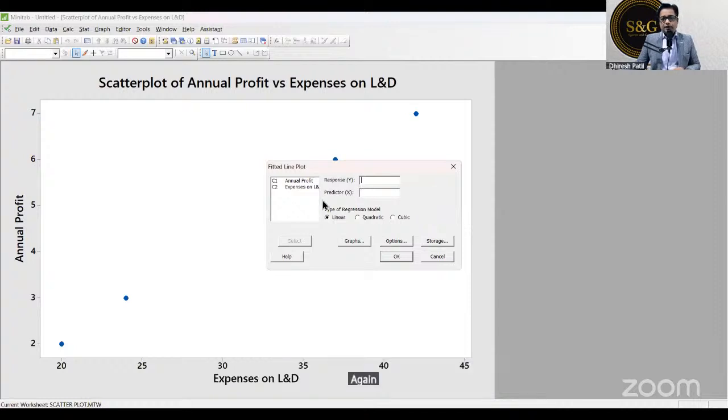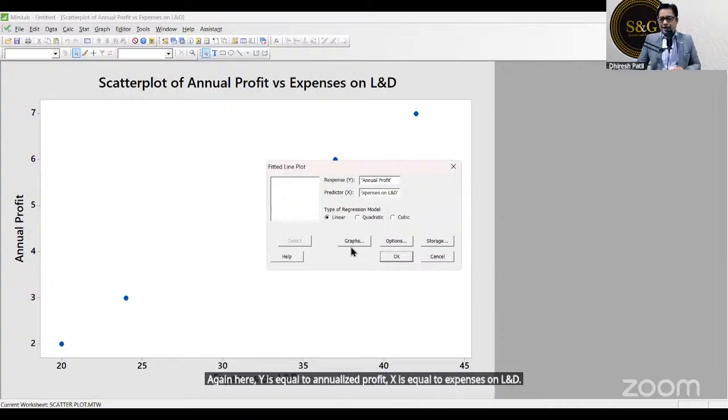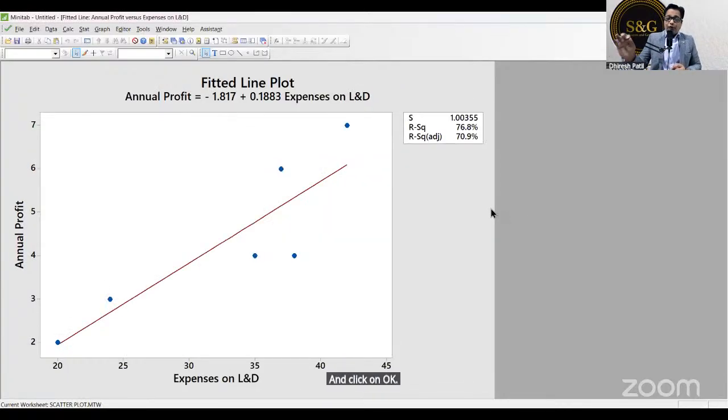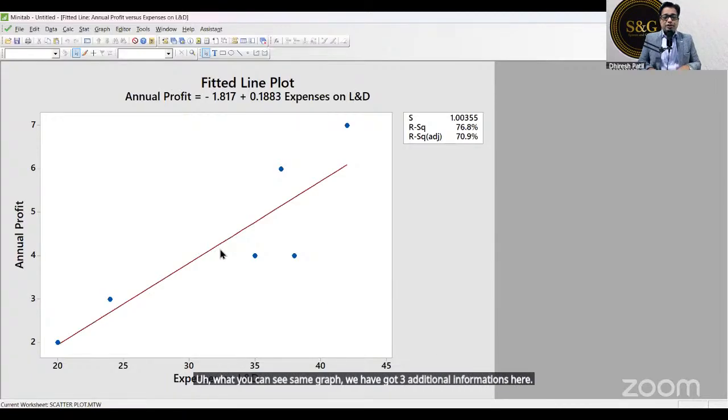Again here, y is equal to annualized profit, x is equal to expenses on L&D, and this is the linear. The quadratic and cubic we will learn in the black belt level. Okay, and click on OK. Wow, with the same graph, we have got three additional pieces of information here. What are the three additional pieces of information?